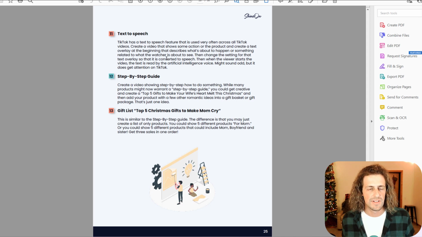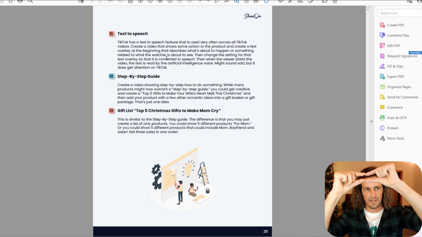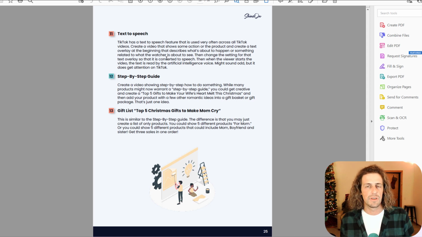Text-to-speech. Basically text overlays are very popular on TikTok. So maybe it starts at the beginning. Like I said, you could have TikTok made me buy it, and it's actually a little text box in the screen, or it could say anything. It could be a perfect gift for dad, that sort of thing. You can actually make those text into speech so that there's kind of a robot voice.